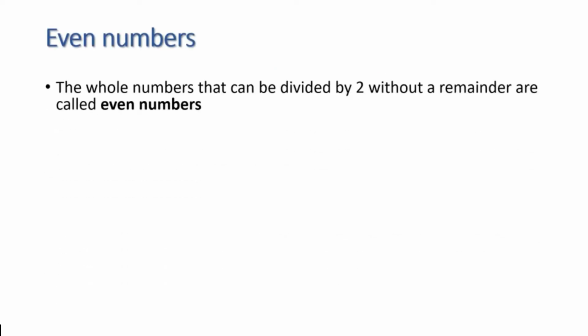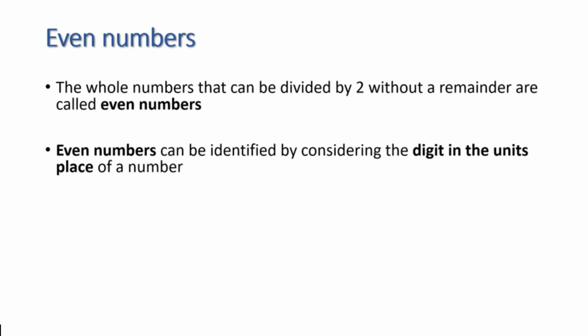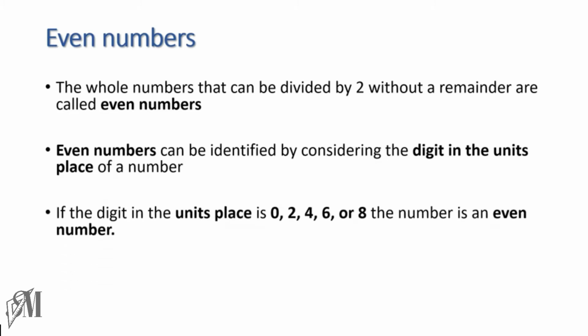What are even numbers? The whole numbers that can be divided by 2 without a remainder are called even numbers. These numbers can be identified by the last digit of the numbers. And if you see, the last digit of these numbers will be either 0, 2, 4, 6 or 8.